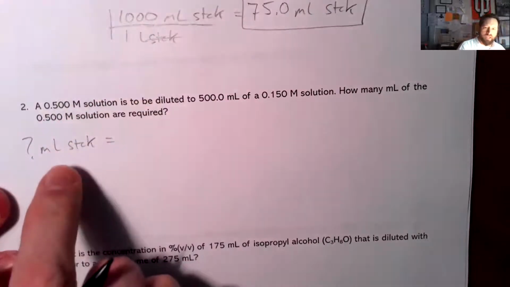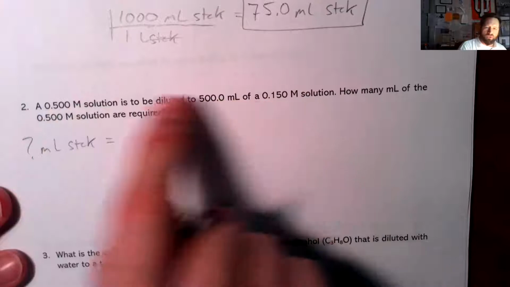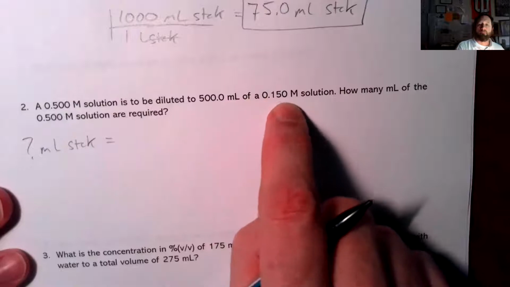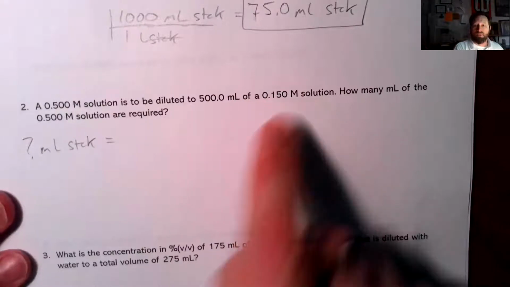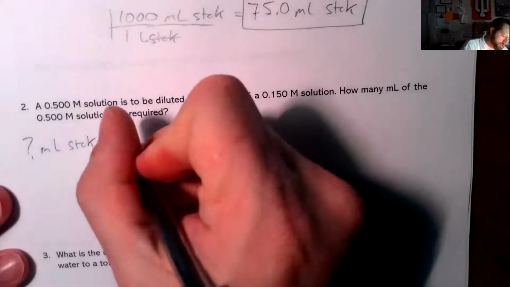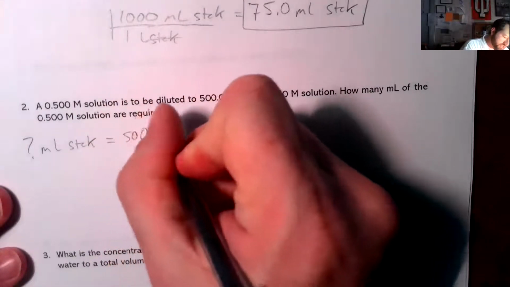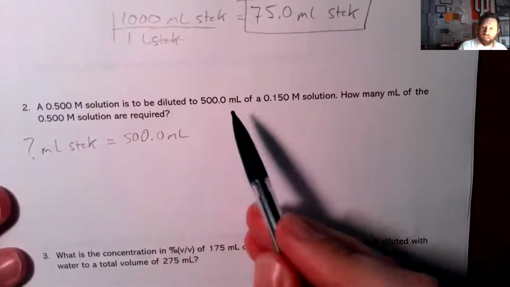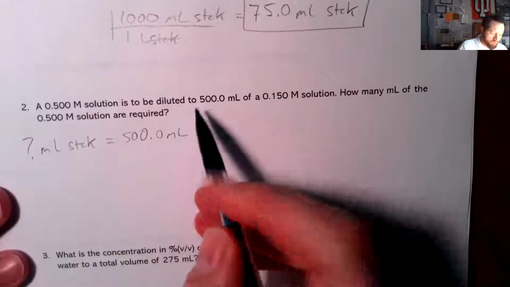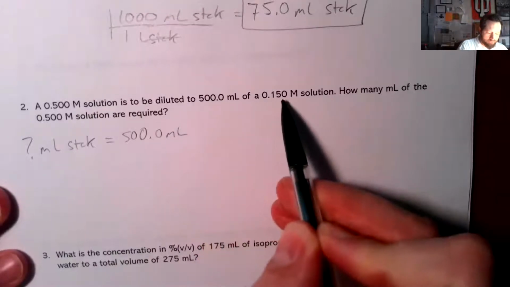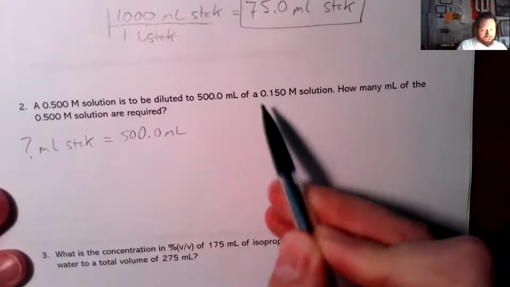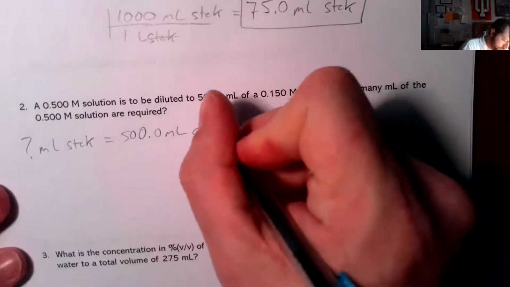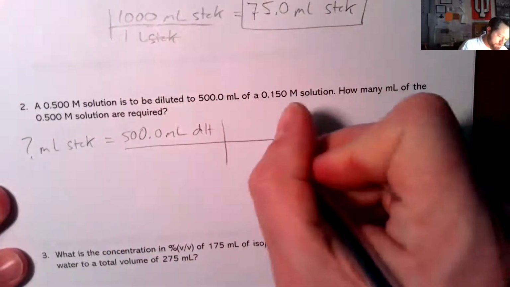So how many milliliters of stock? Again, we've got 3 units here. We've got 0.500 molar, and we've got 500 milliliters, and we've got 0.150 molar. Again, that big M is a double unit. It's moles per liter. So let's start with the single unit, which is 500 milliliters. Is that my stock or my dilution? Well, it says 500 milliliters of a 0.150. We just a minute ago said this is our dilution. So that means this is our dilution. Cool.